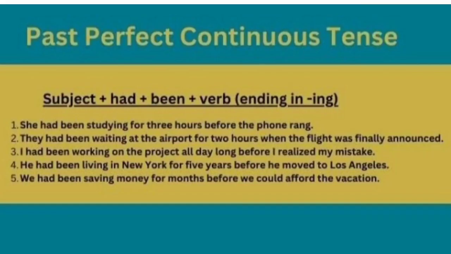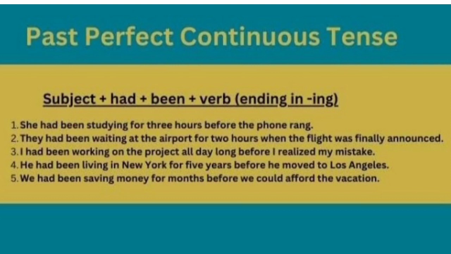Let's learn how to form the sentences in past perfect continuous tense and their examples. Subject plus had plus been plus verb's ing form plus object, if any. For example, she had been studying for 3 hours before the phone rang. They had been waiting at the airport for 2 hours when the flight was finally announced. I had been working on the project all day long before I realized my mistake.